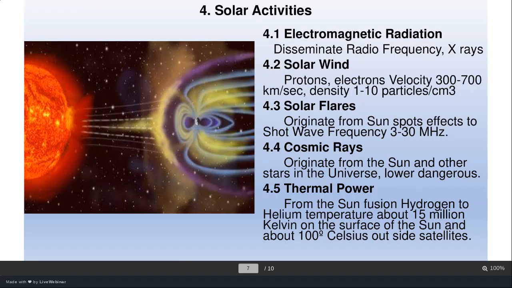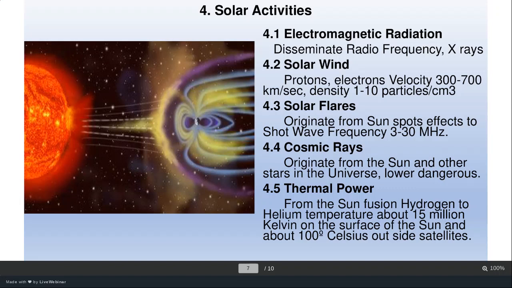Number 4, the solar activity. In this slide, I have five contents. 4.1 is electromagnetic radiation. As we see in the picture, the designation of radio frequency and X-ray, which can affect radio communication, comes from electromagnetic radiation. 4.2, the solar wind. Solar wind is composed of protons and electrons. The velocity is about 300 to 700 kilometers per second, and the density of particles is 1 to 10 particles per cubic centimeter.